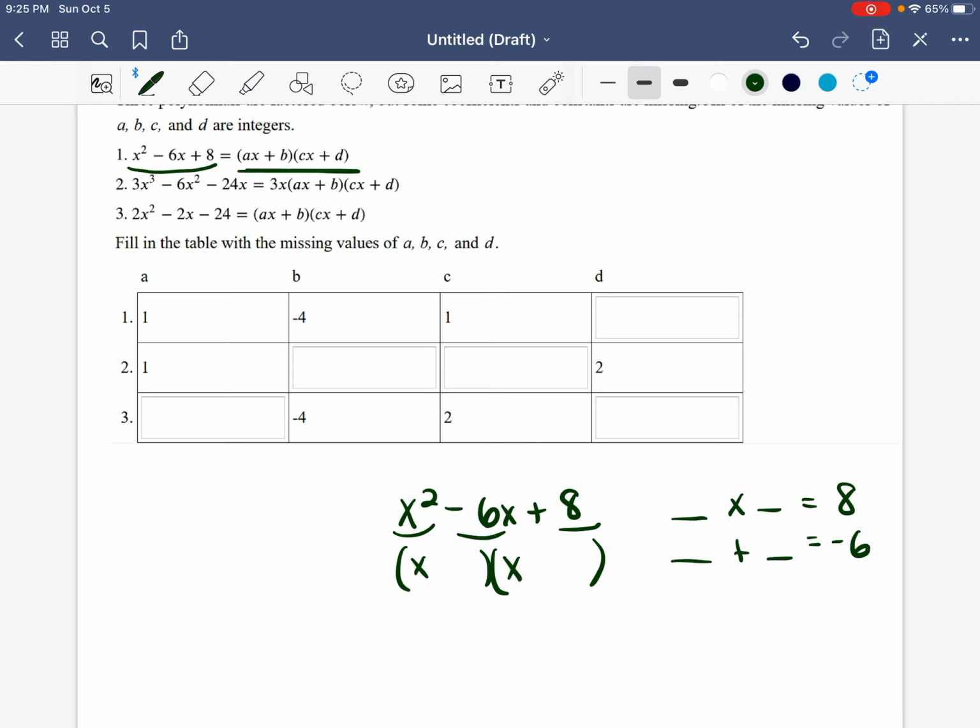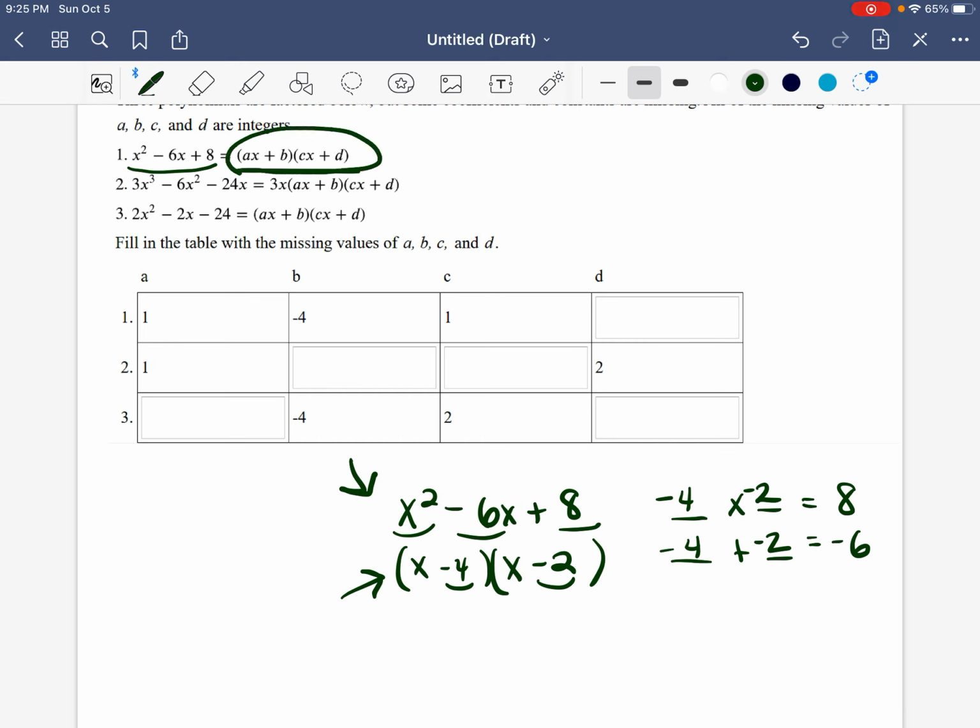So what 2 numbers multiply to get 8? 4 times 2 is 8, but we need them to add to negative 6. So if we do negative 4 times negative 2, that still equals positive 8, but now negative 4 plus negative 2 equals negative 6. So the 2 missing values must be negative 4 and negative 2. We've now taken this trinomial and made it into 2 binomials.